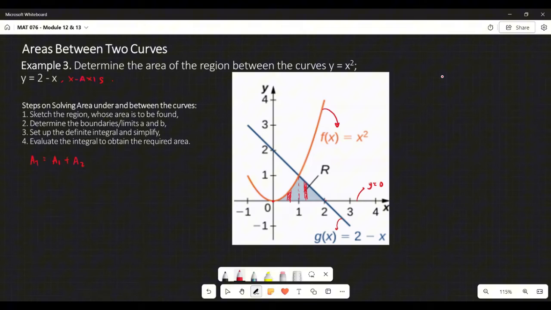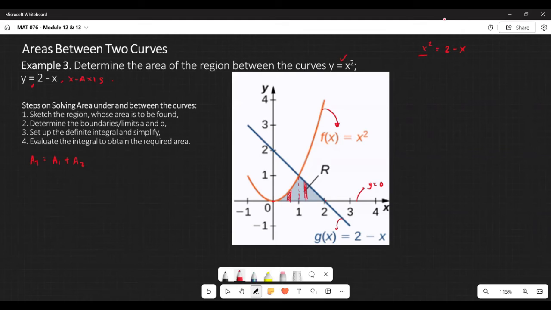So para mas ma-verify nyo if tama ba yung mga limits, i-solve nyo na lang siya in algebraic way. Okay. So identify muna natin kung ano yung x value doon sa broken line. So paano ba natin malalaman yun? Solve the equation simultaneously. I-equate lang natin yung dalawa nating given function. So we have here x squared is equal to 2 minus x. Ito yung parabola, y is equal to x squared. Itong 2 minus x yung ating line.